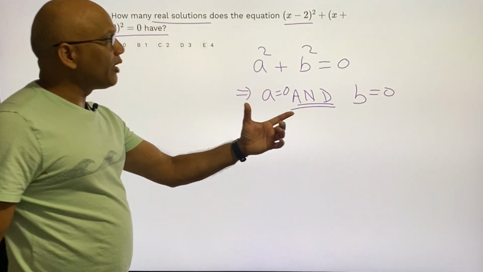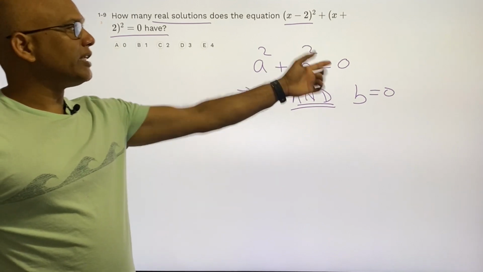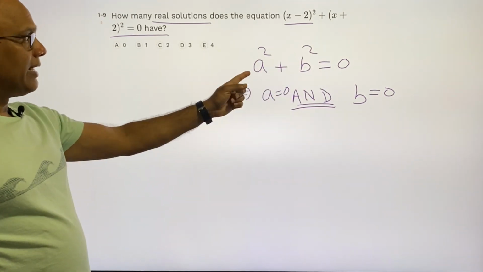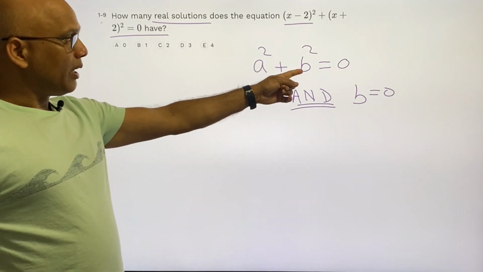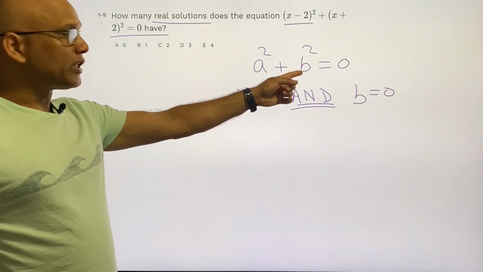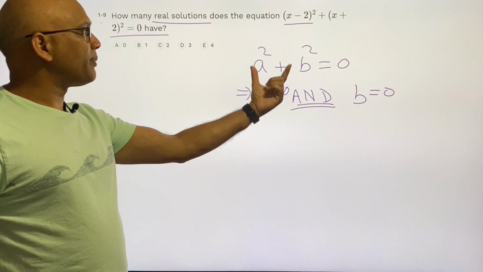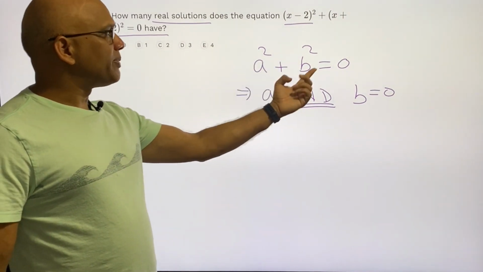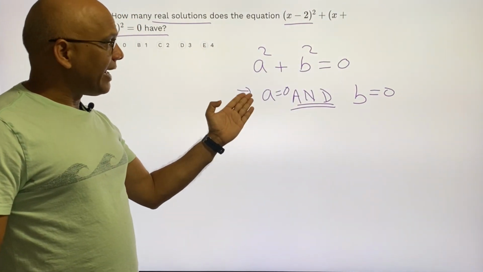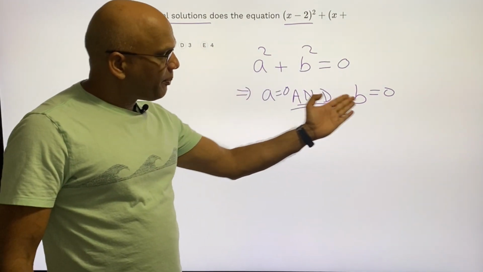This is the only way we can have a square plus b square equal to 0. Let's say a is negative, so negative square is positive. Whether a is negative or positive, b square is going to be positive. So positive plus positive cannot be 0, right? So the only way a square plus b square is equal to 0 is if a has to be 0 and b has to be 0.